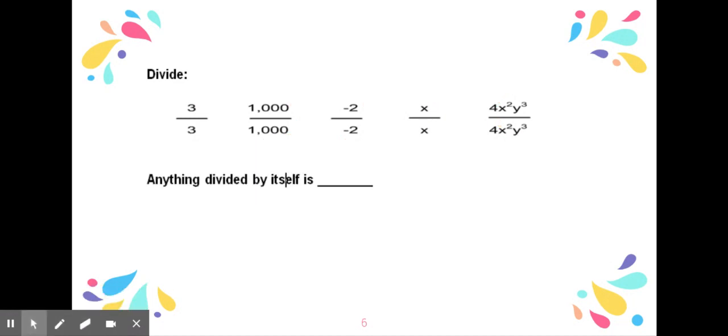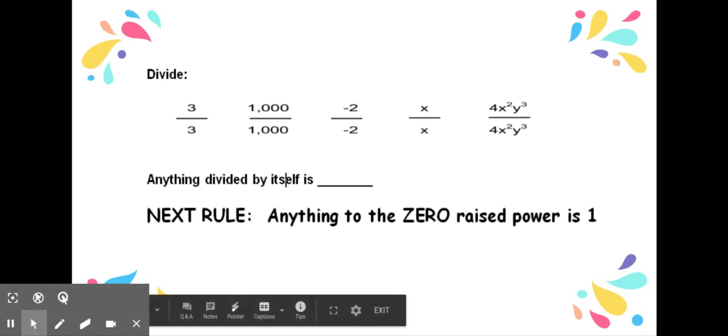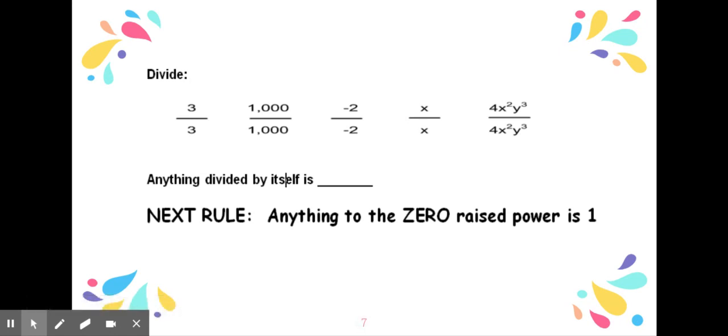And what's the important part? Well, first of all, anything divided by itself is 1. But we also stated... gotta erase that, sorry. Anything to the 0 power is also 1, because when we divided these by itself, we got 3 to the 0.